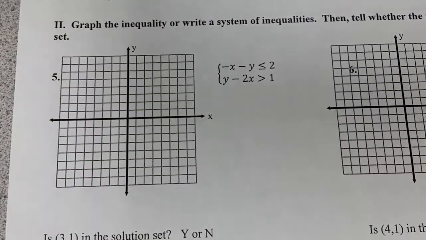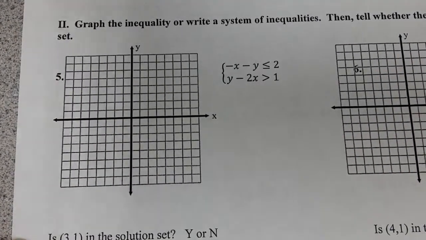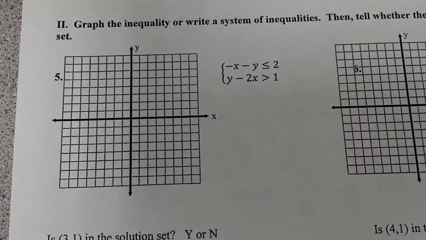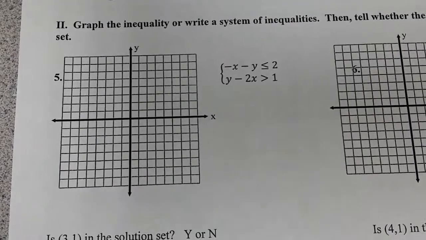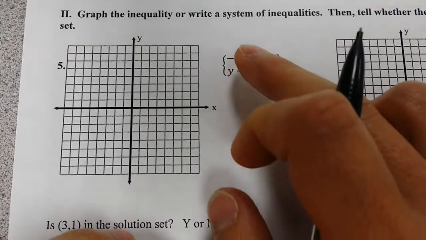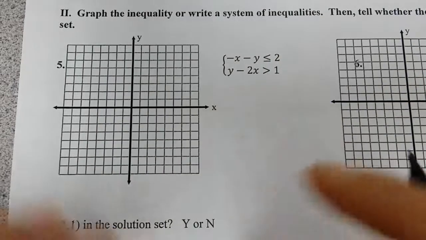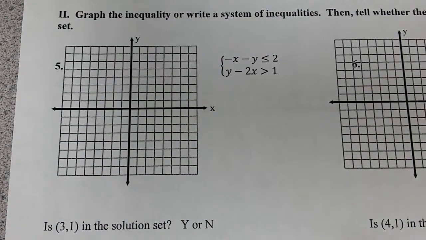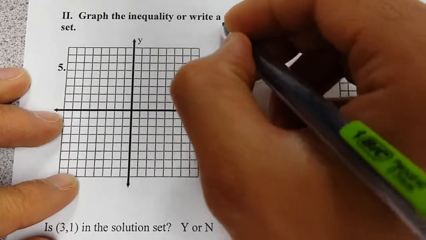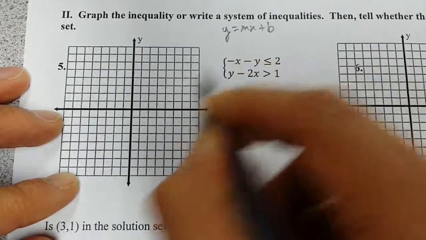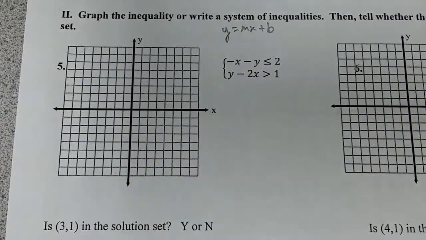All right. Part 2 says, graph the inequality or write the system of inequalities. So the first step we have to ask ourselves is, before you graph, are these two equations in slope-intercept form? It's not, because we know that the slope-intercept form is y equals mx plus b. So we have to get the y by itself.